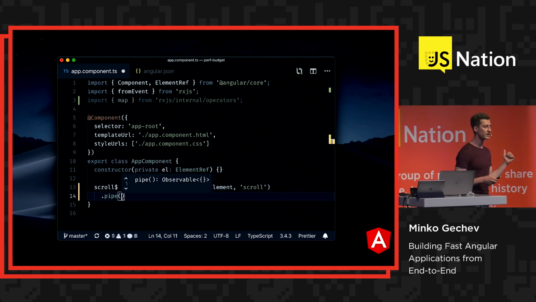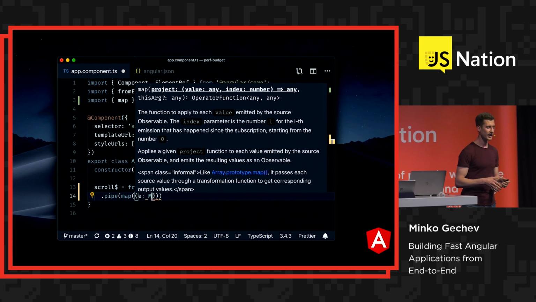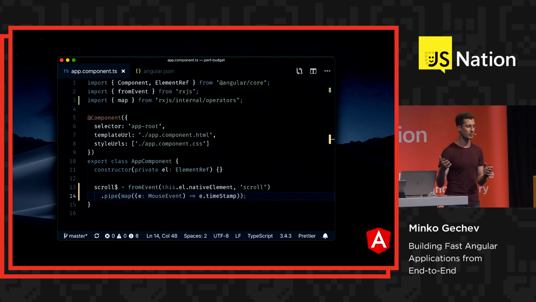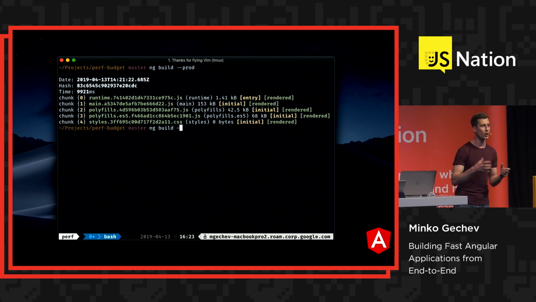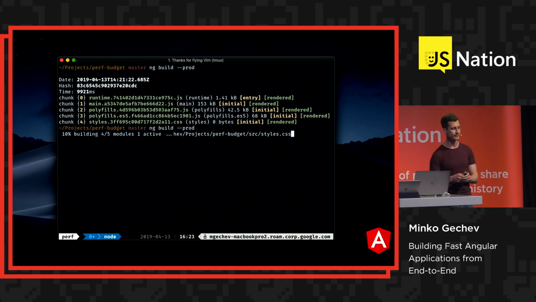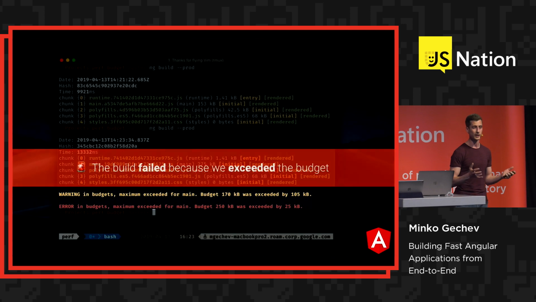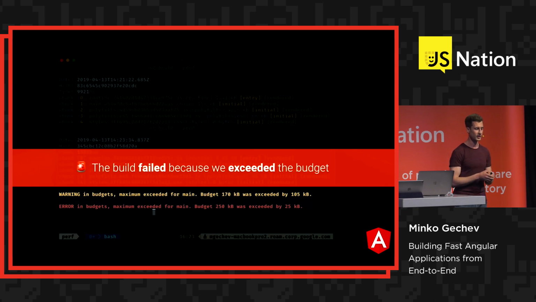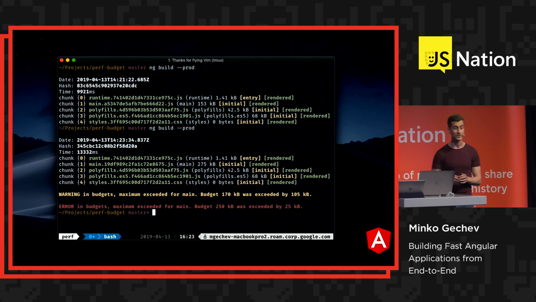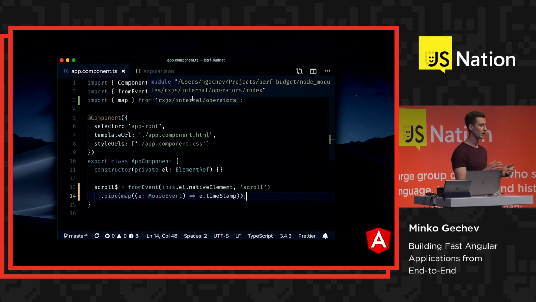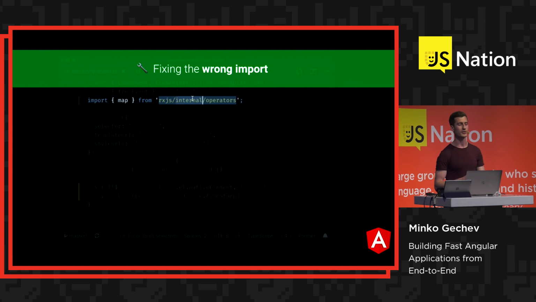Now we just introduce a single import. And, well, we import from the wrong place. We import from RxJS internal operators. So this is going to lead to growth of our bundle. Once we build our app, we're going to see that we are failing. So the size budget has been exceeded by a couple of kilobytes. If we want to fix this budget, we can just go to our app component, fix the import, and we're going to be back to normal.